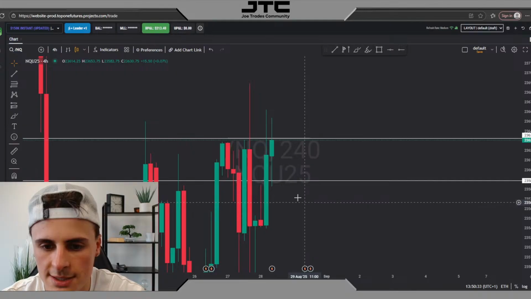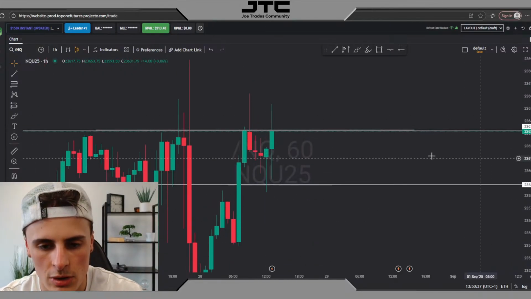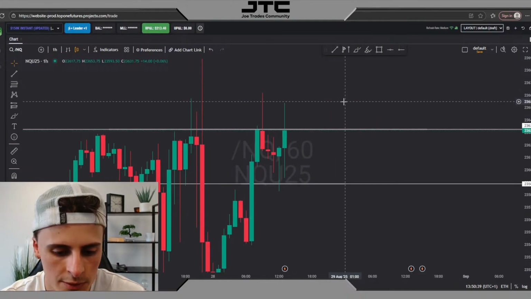Nasdaq, like I said, I need that stronger close on the hourly. If the hourly close is a little bit stronger, I'm happy to take some more longs.